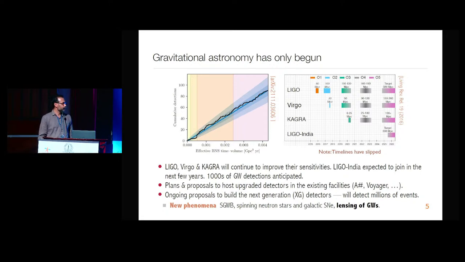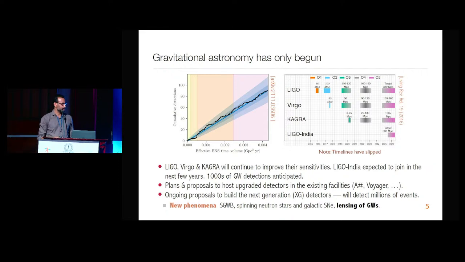And there are ongoing plans and proposals to improve the existing detectors or install better detectors in the existing facilities. These are called A-Sharp or Voyager, etc. And there are also ongoing plans to build the next generation of gravitational wave detectors, primarily in the US and Europe, with a factor of 10 improvement in sensitivity.